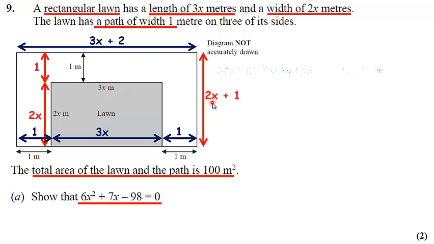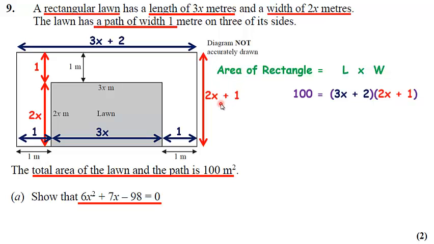Okay, so I know the area of the lawn and the path is 100 meters squared. So that means length times width, area of rectangle, is going to be 100. The length is 3x plus 2. The width is 2x plus 1. This is the algebra expression that I need to work out, and that should give me the expression that they asked for, 6x squared plus 7x minus 98 equals 0. I know this is going to turn into a quadratic because I have two brackets being multiplied together, and I just need to take my time with that.